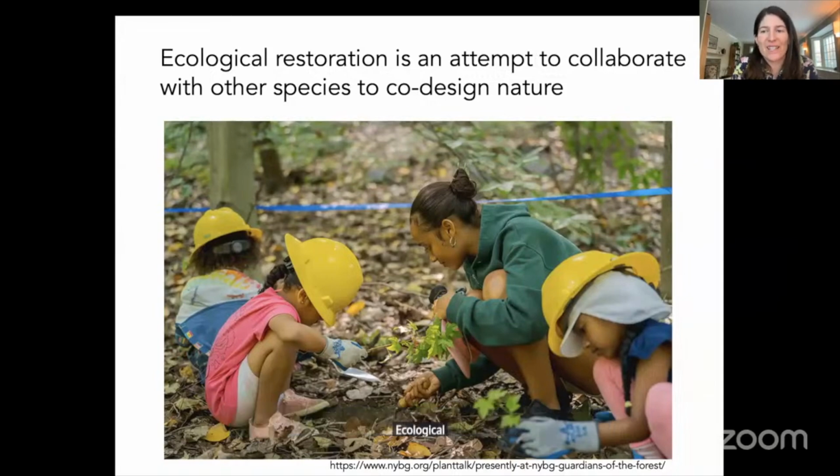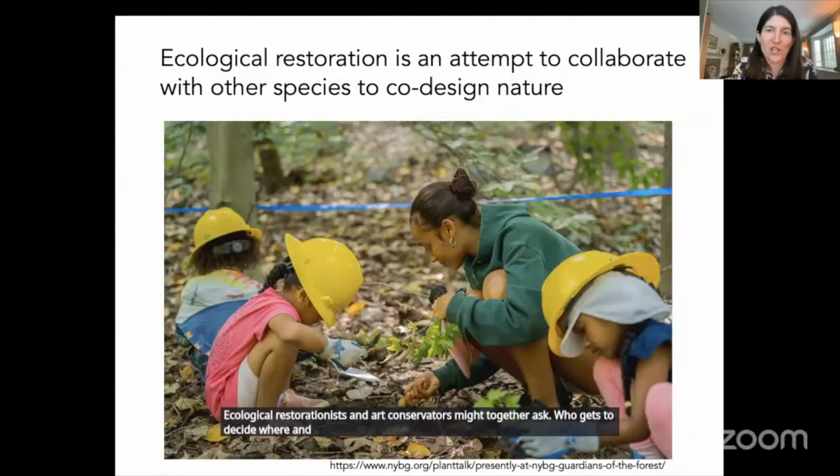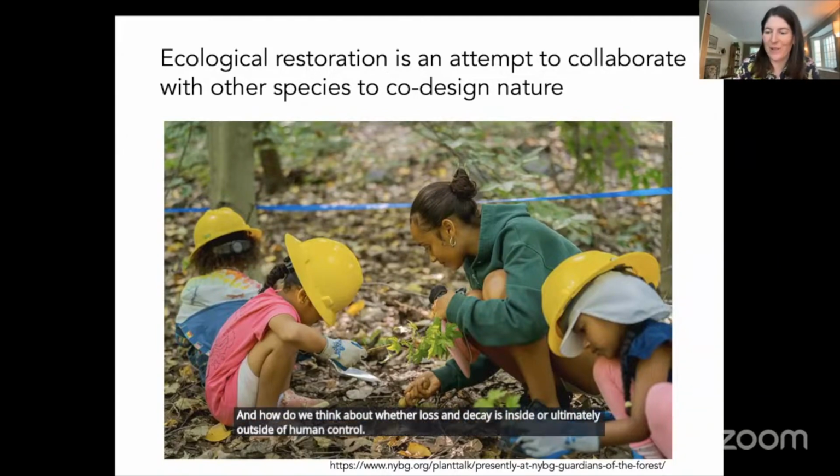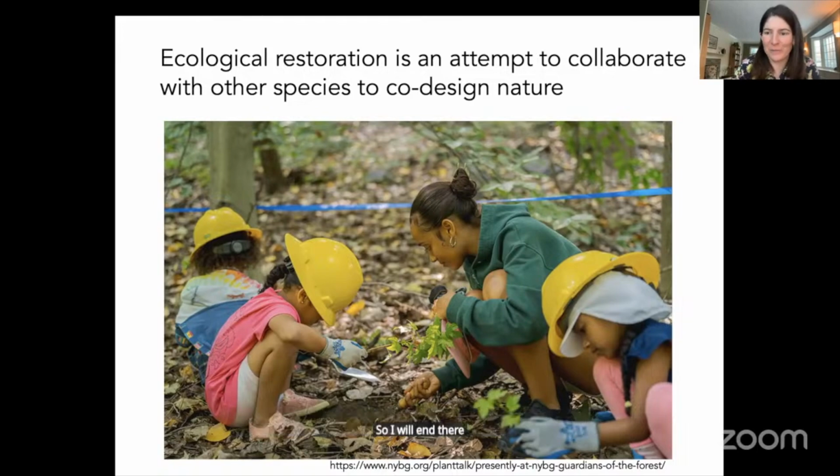Ecological restorationists and art conservators might together ask, who gets to decide where and how conservation occurs? And how do we think about whether loss and decay is inside or ultimately outside of human control? So I will end there. Thank you.